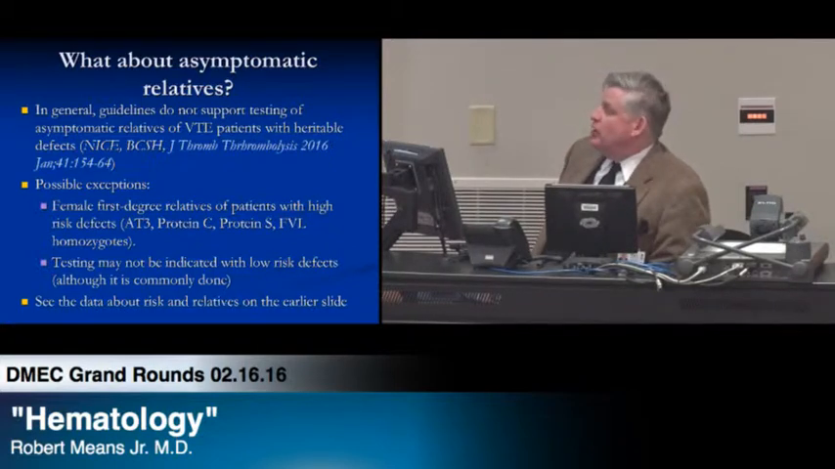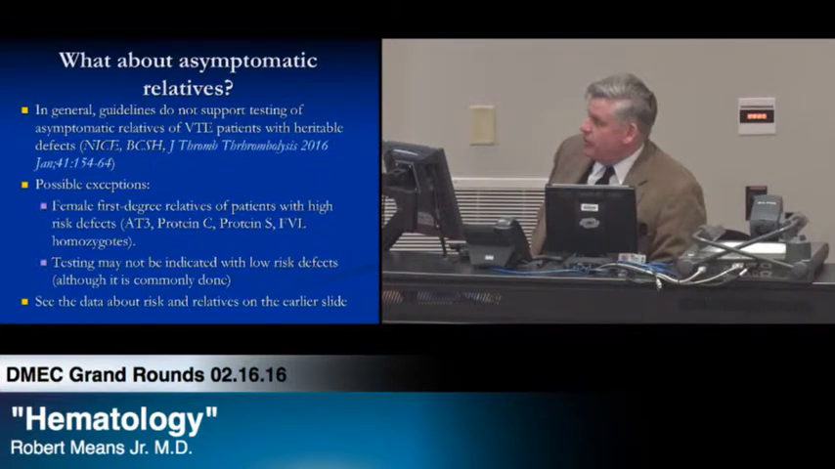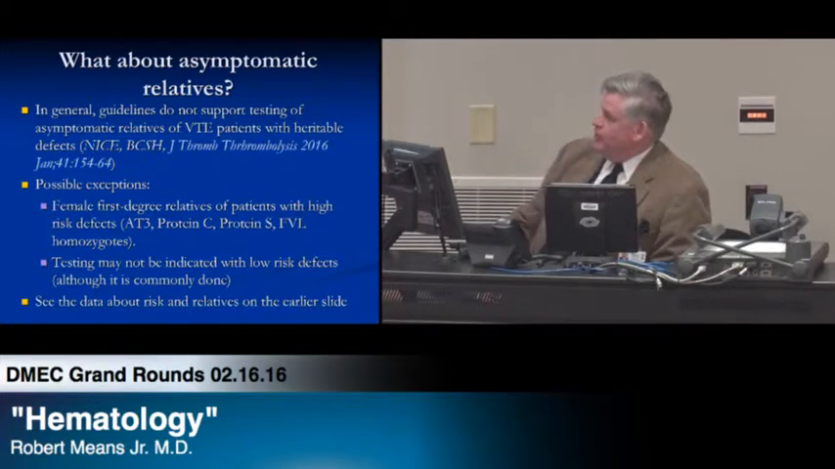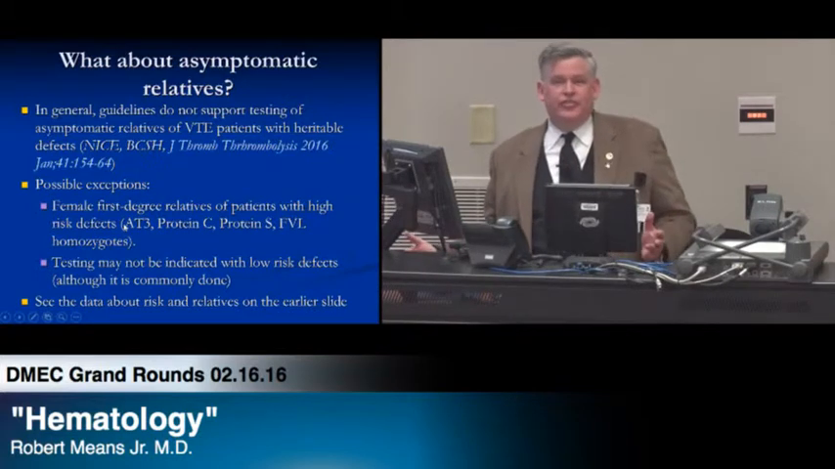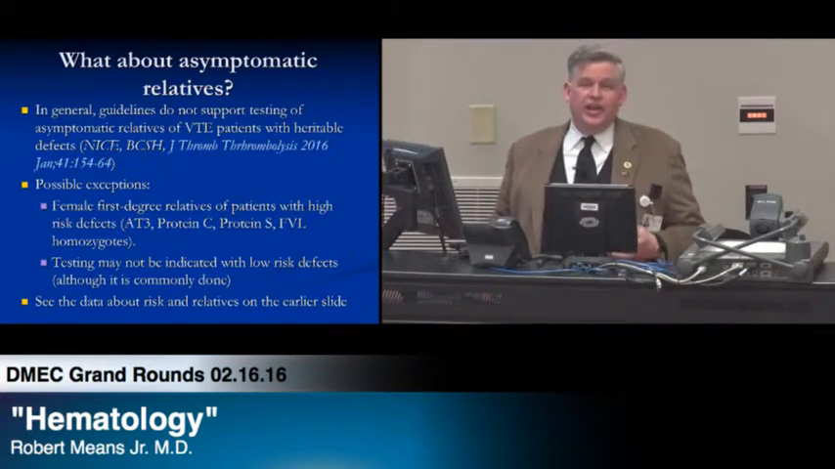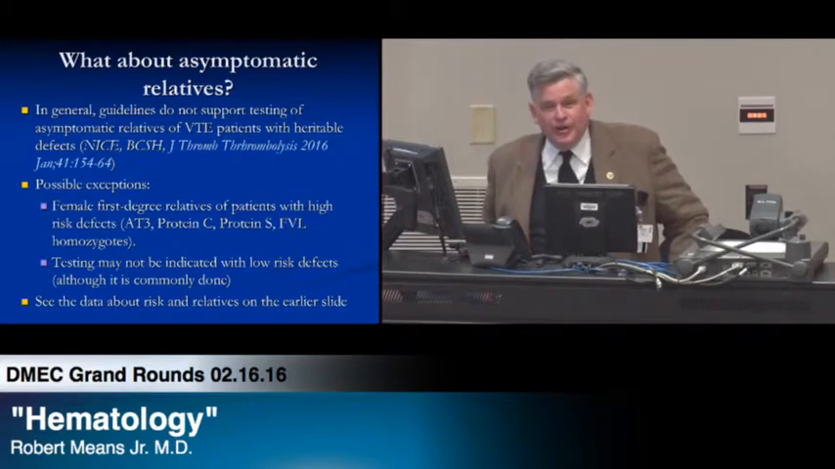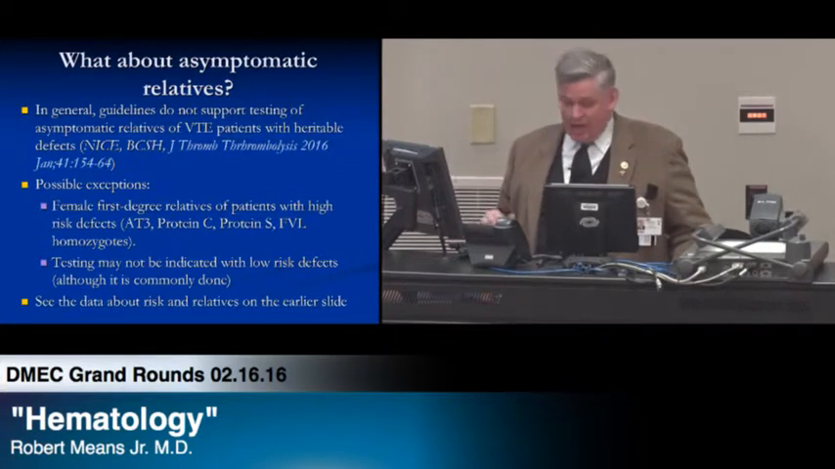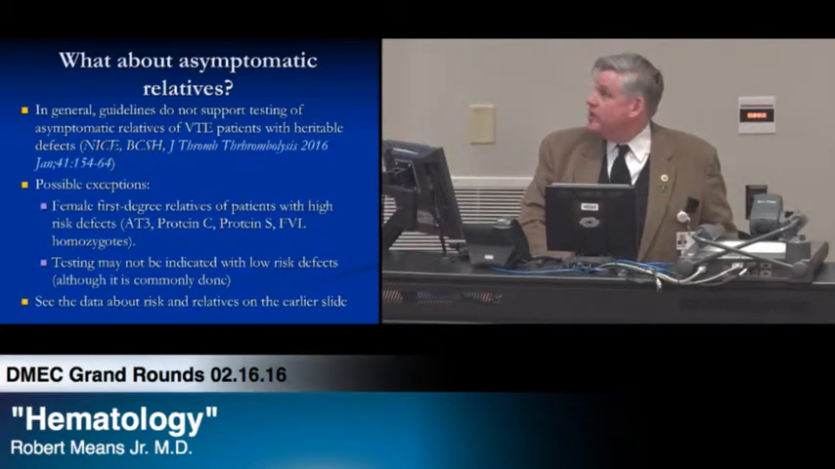Now, if you have a low-risk defect, the most common of which is being, say, a factor V Leiden or a prothrombin mutation heterozygote, it is generally not felt that testing is indicated even for the first-degree female relatives, but it is done fairly commonly. And it's done sort of as an extension of this thing, because they forget about the high-risk defect thing. And again, I also point out that if you've got two first-degree relatives, you are up in the same range as if you were a homozygote for factor V Leiden. So that in and of itself may be sufficient to guide your practices.